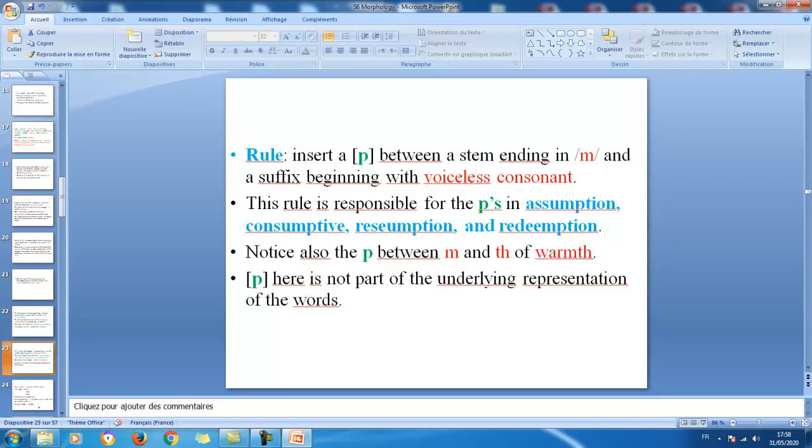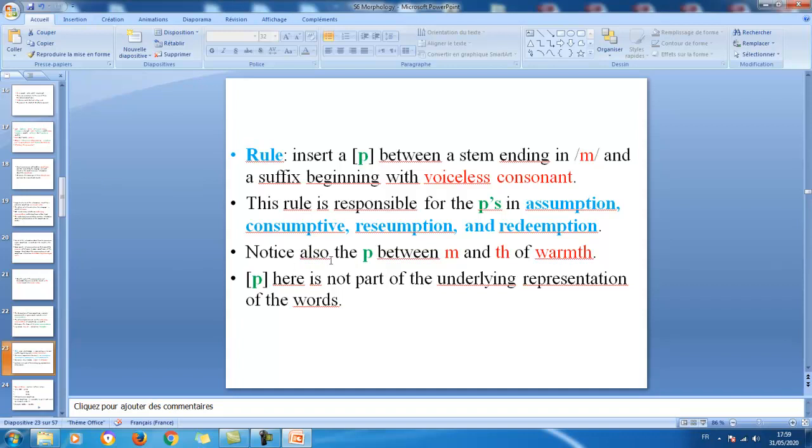Look, where is the underlying form here? Is to assume. As a noun it becomes assumption. Here, consume. As a noun it becomes consumption. Resume, resumption. Redeem, redemption. So it seems it's a general rule here. Okay, it can help us understand why this surface structure here, or surface representation if you like, takes this p as in assumption, p in redemption, p in resumption, p in consumption here.